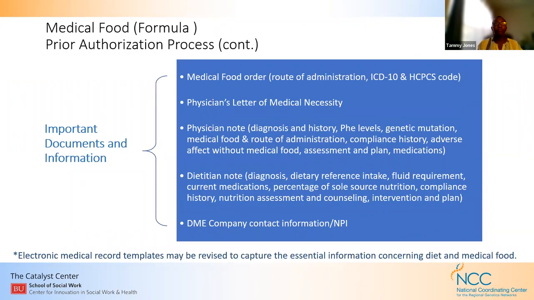Next slide, please. With the medical food authorization process, you'll want to gather some important documents and have this information readily available. You will get the medical food order, which will obviously have the patient's name and date of birth, the name of the particular medical food. It's important to include the route of administration. Some DME companies will be able to service a patient maybe only one route of administration. It could be tube feed only.